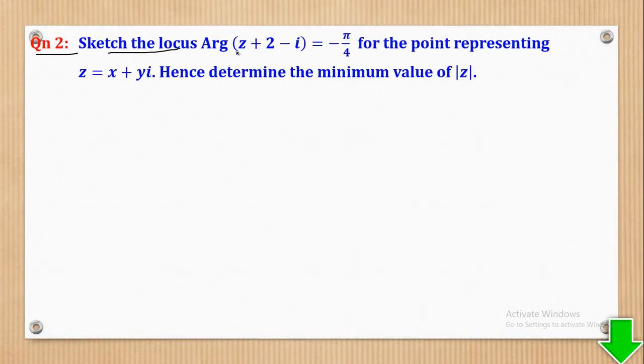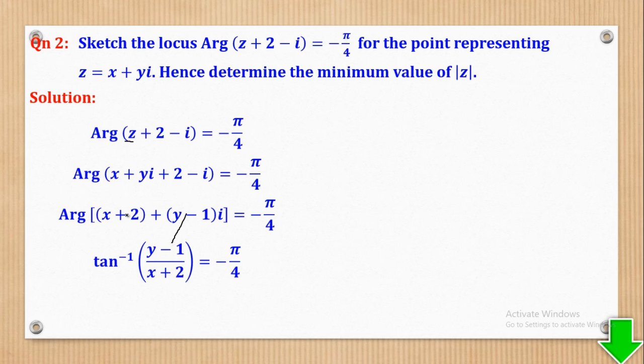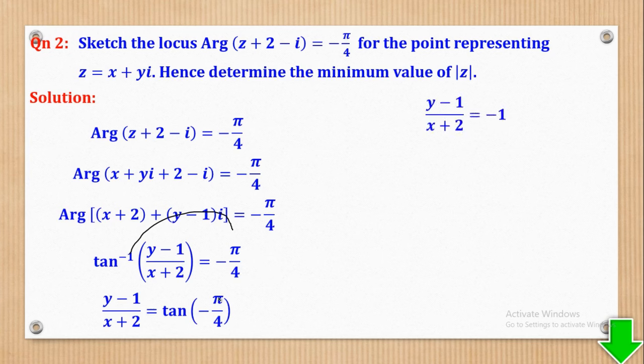Then question 2: sketch the locus of this for the point representing z equal to x plus yi, and hence determine the minimum value of modulus of z. So the argument of this is the condition, then substitute for z, rearrange, then get the argument as arctan of imaginary over real, then take tan this side to come up with that. Note that there's a negative, so don't forget it. So tan of negative pi over 4 is the same as negative 1. Then you cross multiply and rearrange to get the locus.